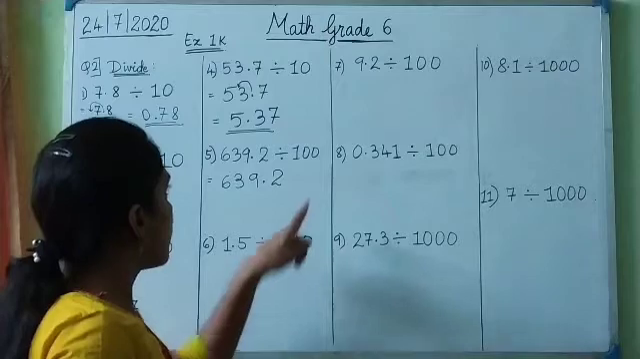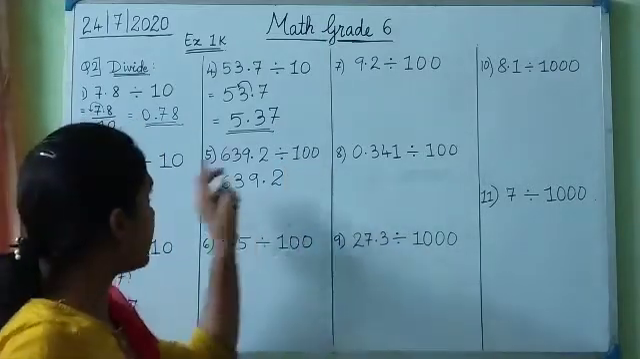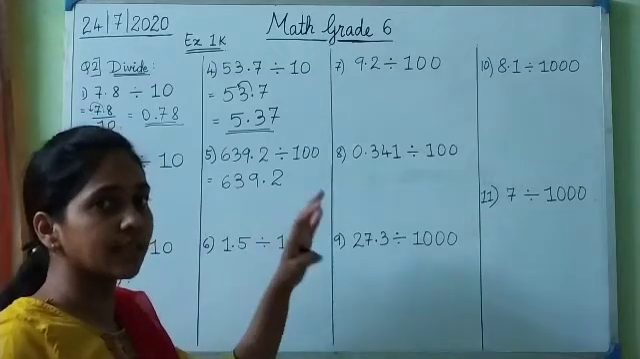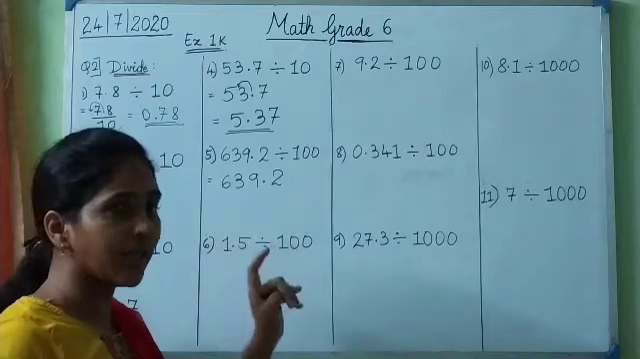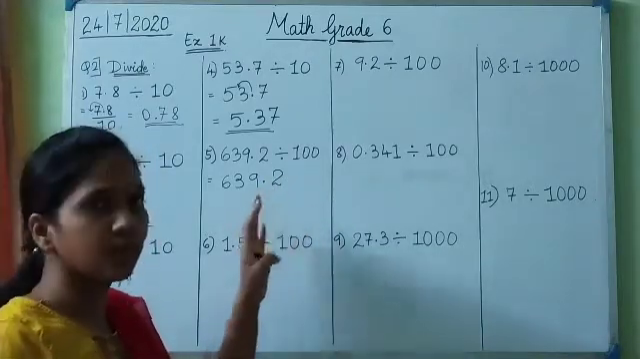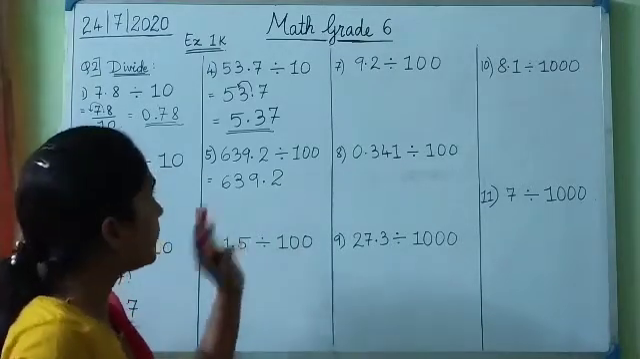639.2. Okay, so how many zeros are there in 100? It is divided. That is why all these sums are division sums. So if it is divided, then we have to shift the decimal point towards the left. If 10, 100 or 1000 is multiplied, we have to shift the decimal point towards the right. That we have seen in the previous class.